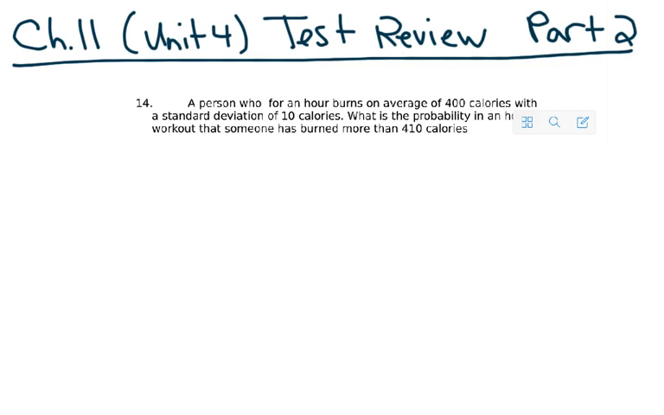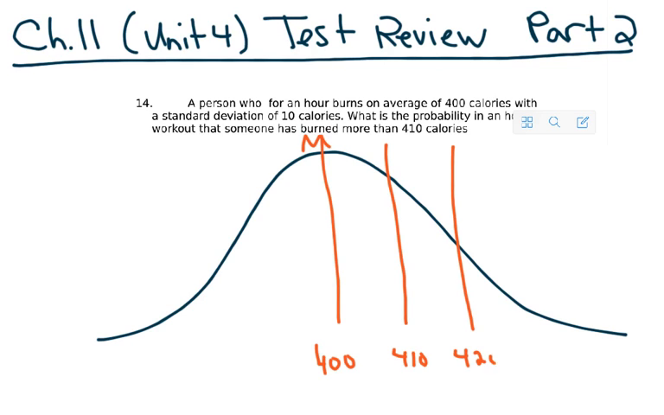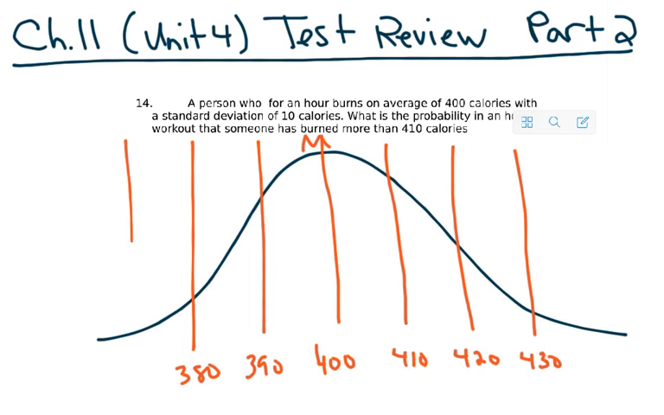Well, in order to find the probability, we're going to need to first draw the normal curve. So in my normal curve, since the average is 400 calories, that's my mean. I'll call it M. And the standard deviation is 10. So one standard deviation away is going to be 410. 2 standard deviations away is going to be 420. 3 standard deviations away is going to be 430. If I go the other direction, I'm going to be at 390, 380, and 370.